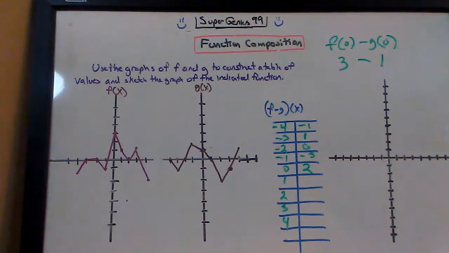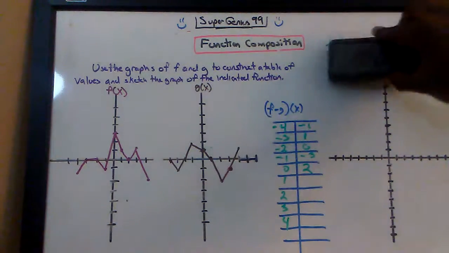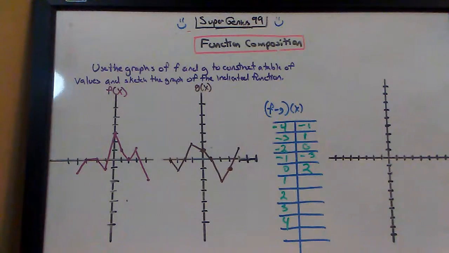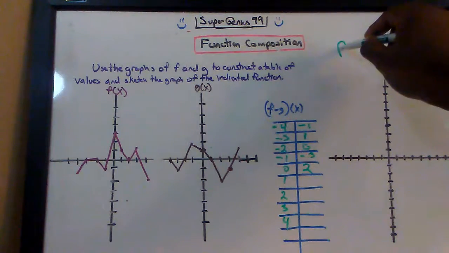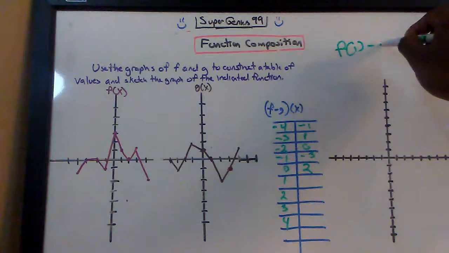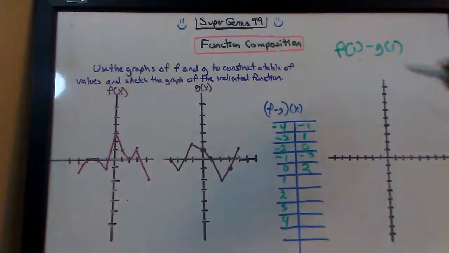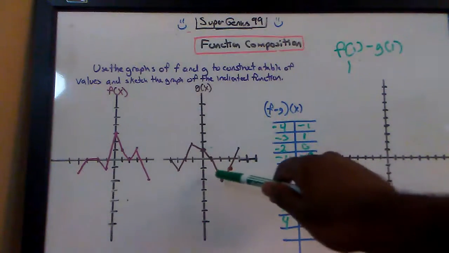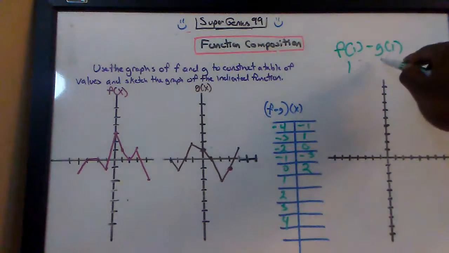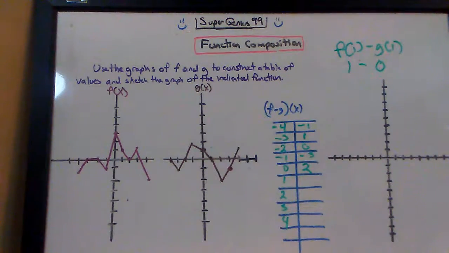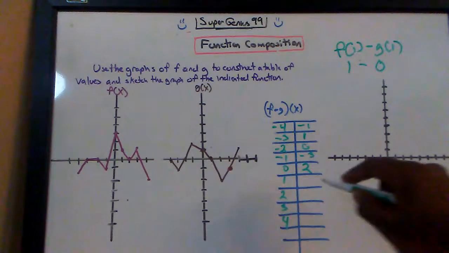Okay. Next, f minus g at x equals 1. So f of 1 minus g of 1. Same question. When x is 1 in the f function, y is 1. This guy right here is saying when x is 1 in the g function, what is y? When x is 1 in the g function, y happens to be 0. What is 1 minus 0? 1.